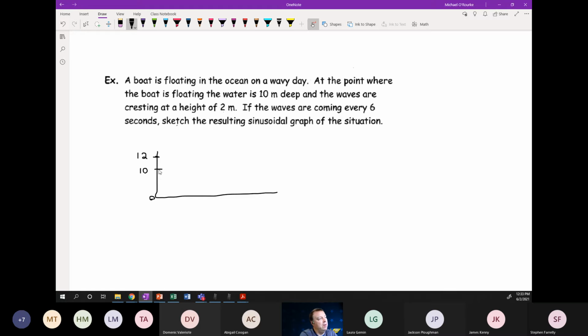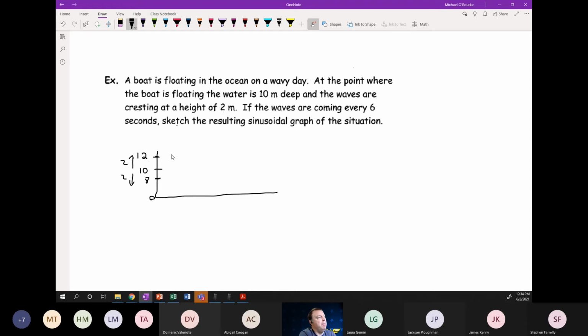If I start at 10 in the middle, and I go up to 12, how low am I going to go? Does anyone have a guess? Not 2. Think about this as my amplitude. I go up 2, and if I go up 2, I'm also going to go down 2, which is 8.